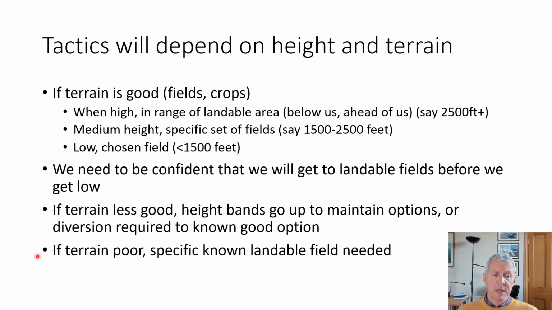And if the terrain is poor, in the mountains for example, or over forest, then we need to have specific known landable fields in the nav system that we know we can get to. So our tactics depend on what's underneath us and how high we are.